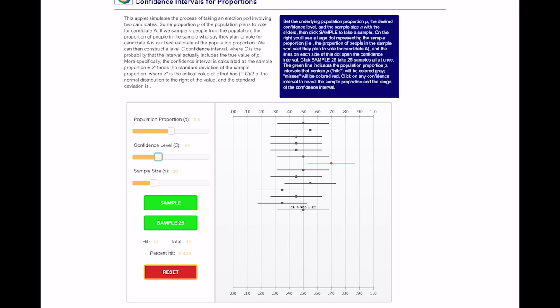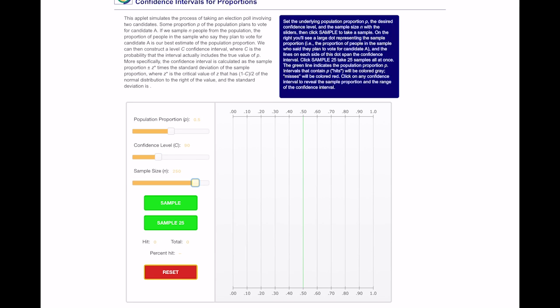So what we want to do to fix that is we want to increase our sample size. And you can keep your confidence level the same. And now when you go to click sample, you'll see here that there's quite a few that have captured the true proportion. Where that green line is, that's where those intervals are capturing the true proportion, and the red ones have not. But there's more that have captured it by increasing the sample size.